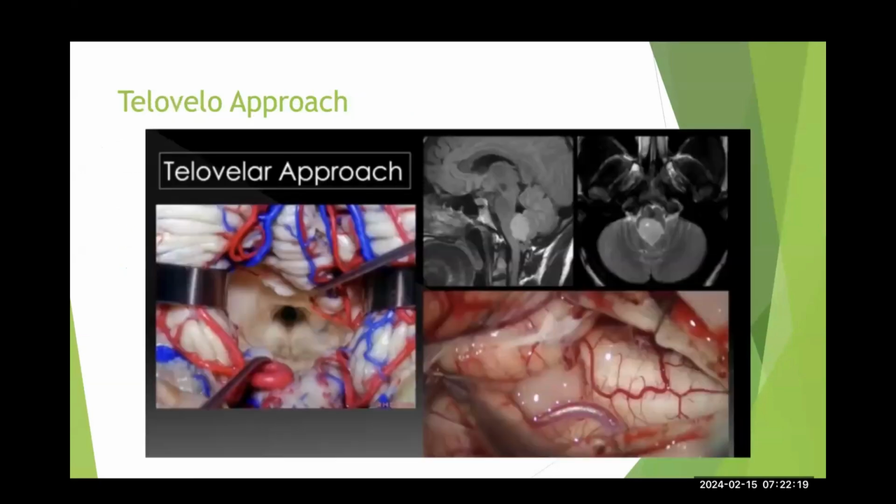So that's what was done here. This is obviously not the same lesion, but a pretty nice picture I found online about the telovelotonsillar approach. So what are these here that are being retracted away? This here, and then this at the bottom, as you mentioned.